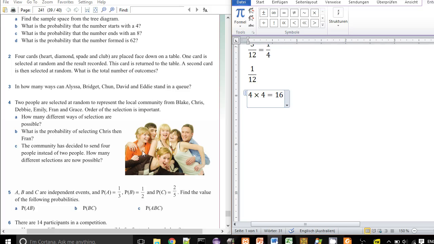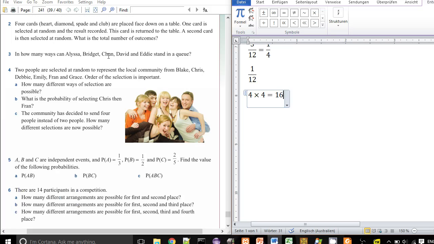This picture's starting to creep me out, it's just weird. Okay, so 1, 2, 3, 4, 5. How many ways can they stand in a queue?